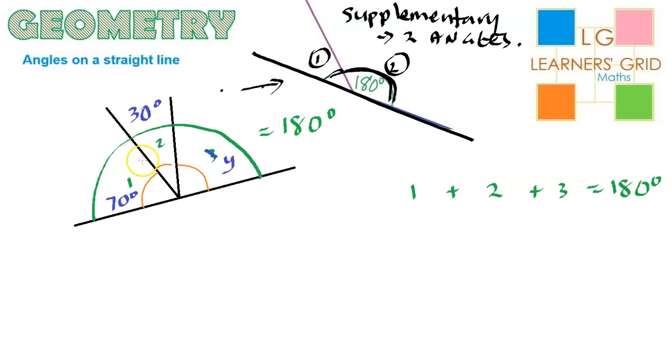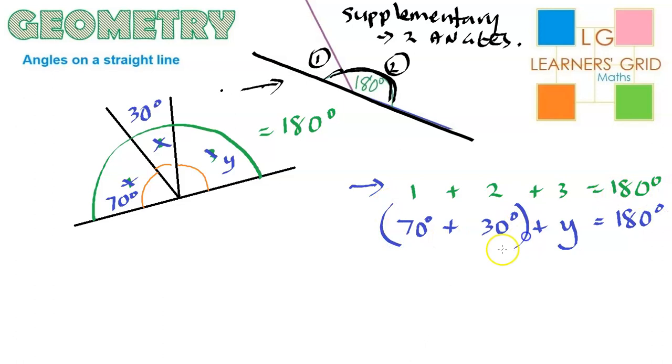Now instead of angle 1, I've got an angle which is worth 70 degrees. Instead of angle 2, I've now got an angle worth 30 degrees. And instead of angle 3, I've called it angle y. Let's transform this equation by substituting in the values we now have. So we'll have 70 degrees plus 30 degrees plus, well, we don't know the value, but it's a variable called y, and that is all going to equal 180 degrees.